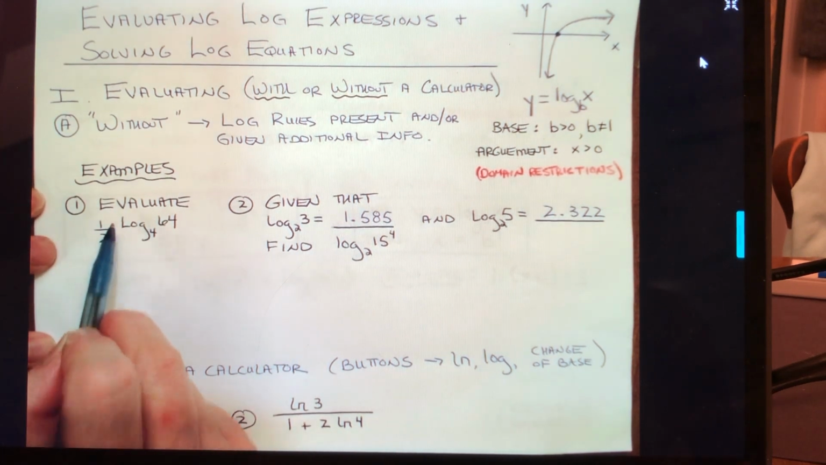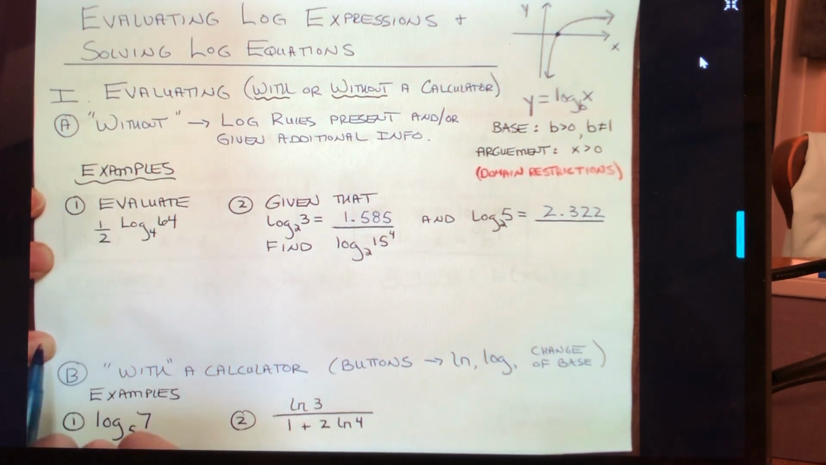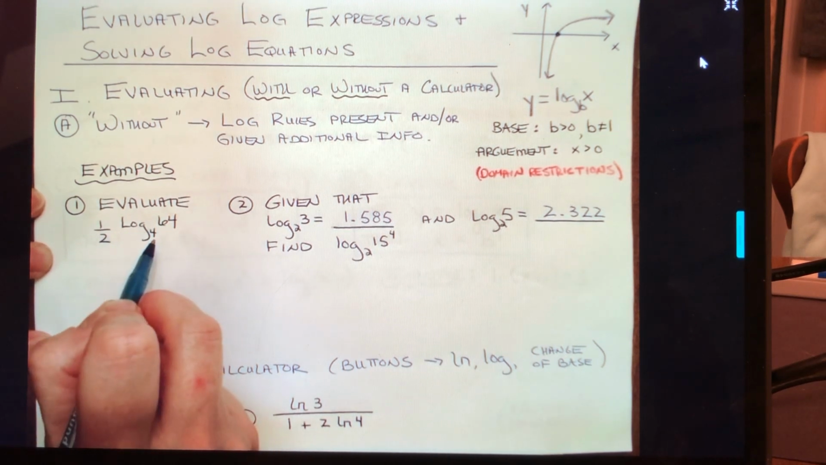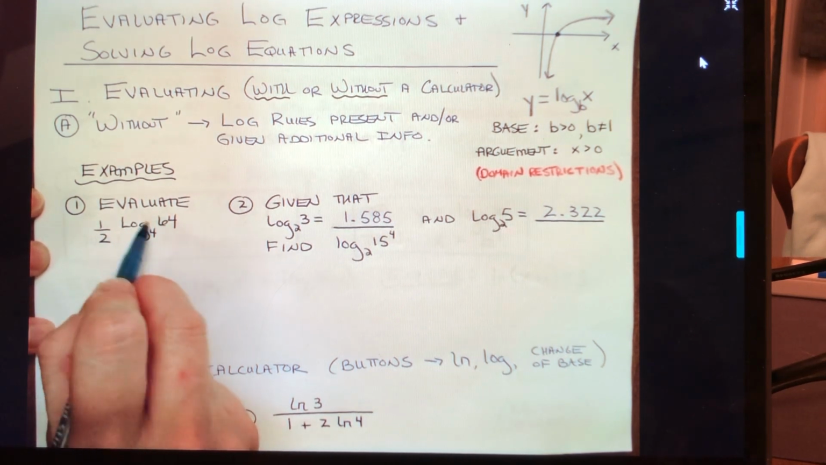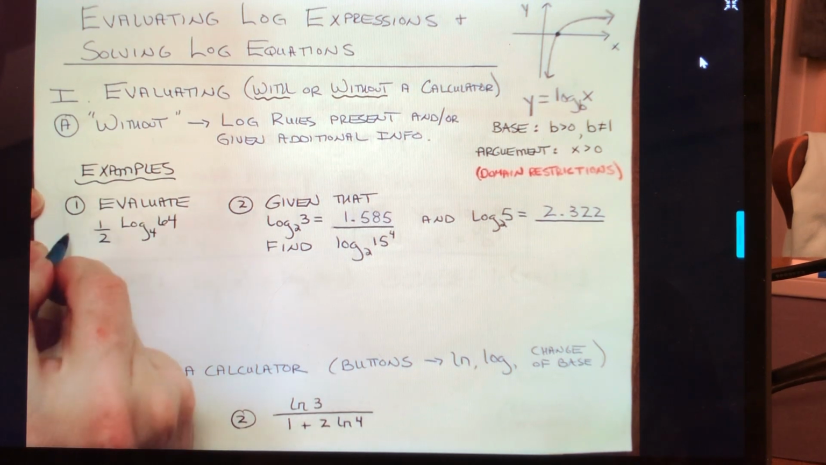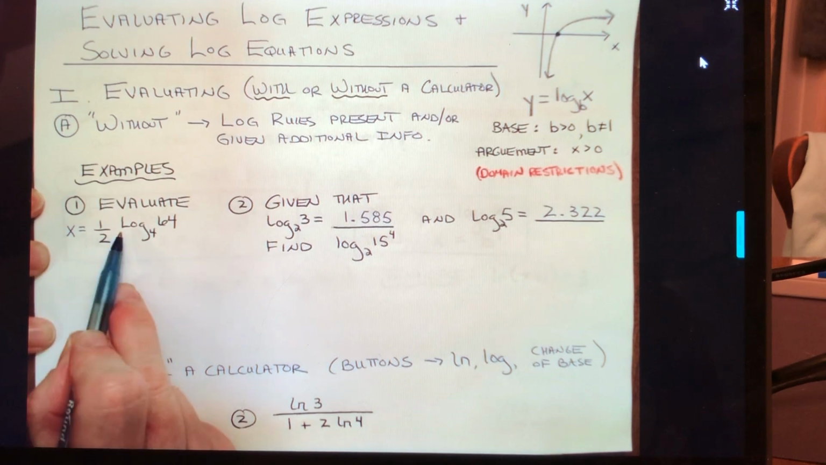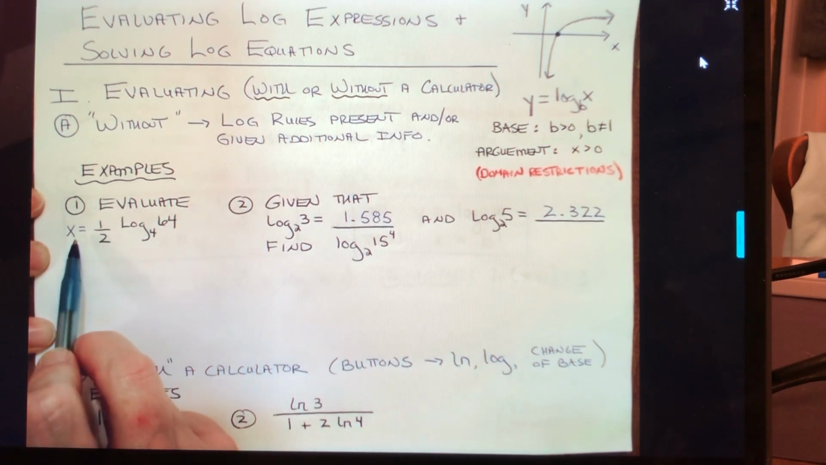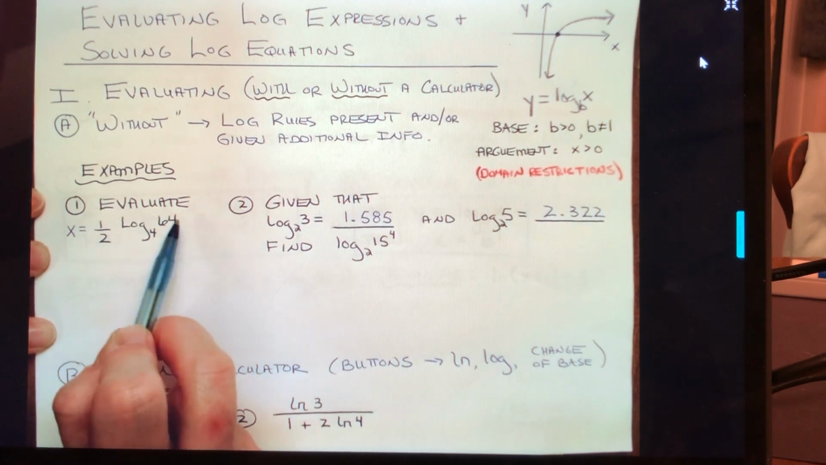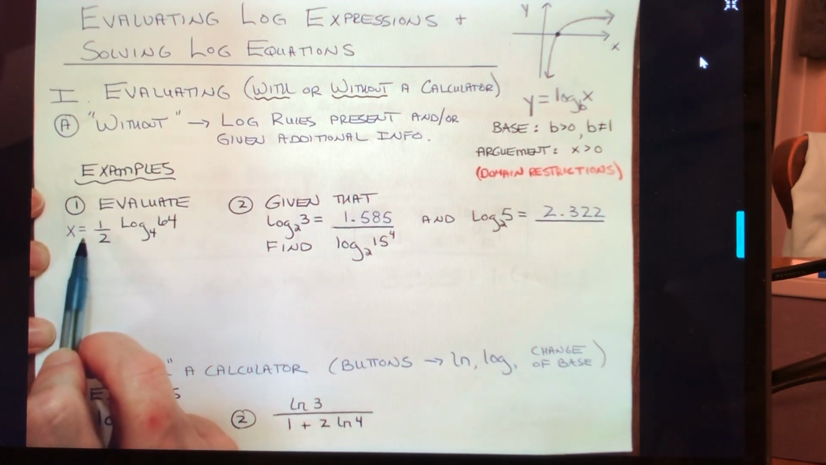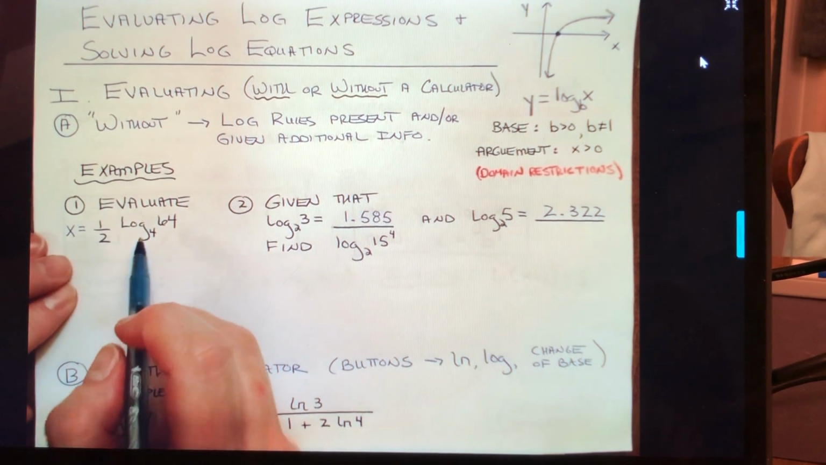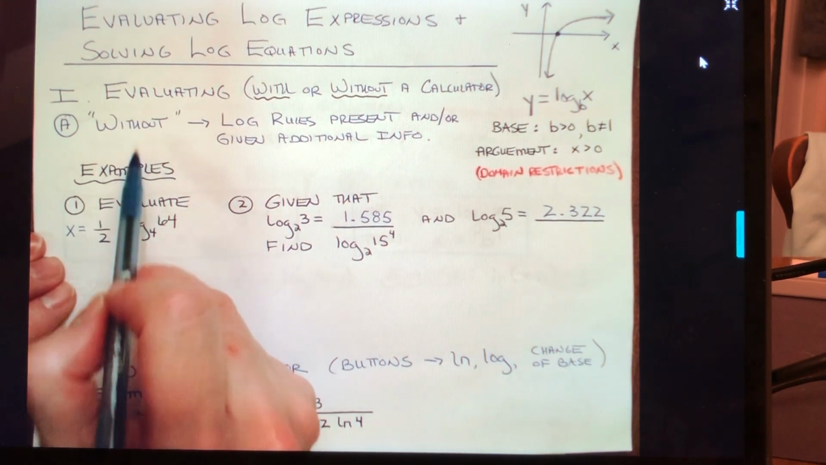The first one that I have here just says, please go evaluate this. We have 1/2 times the log of 64 to the base 4. Sometimes you might also see it written like this. Maybe somebody will give you a problem and say, hey, find x. This isn't really a logarithmic equation because the x isn't embedded in the log. They're just really asking you to please go evaluate that and let's call it x. So again, we're doing this without a calculator.